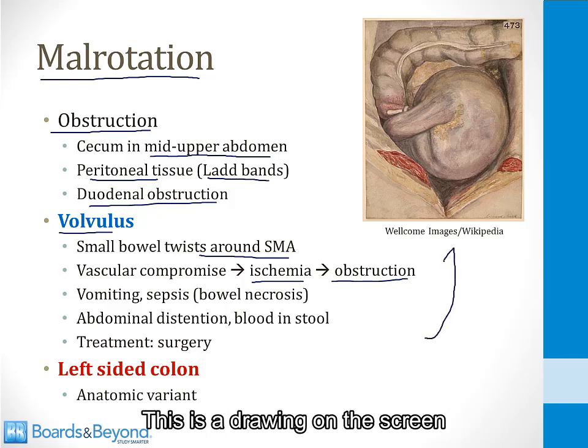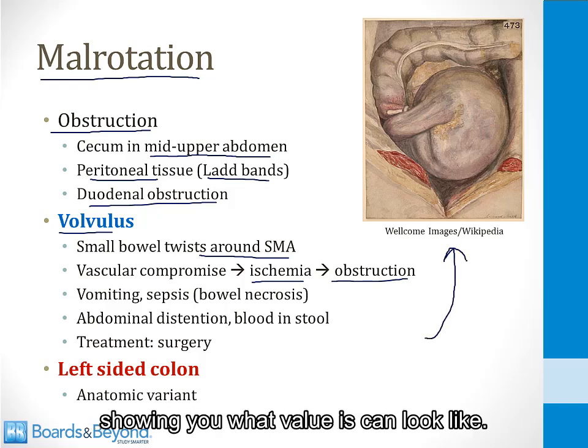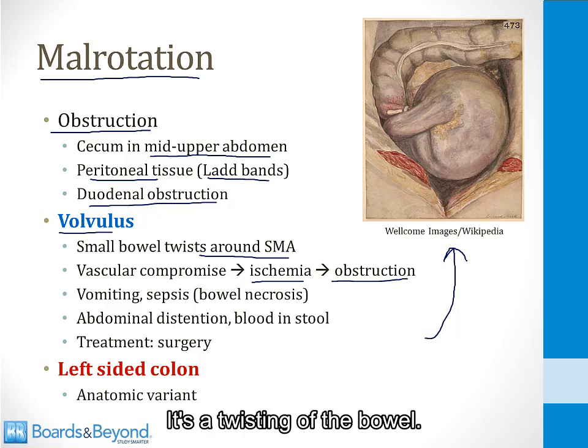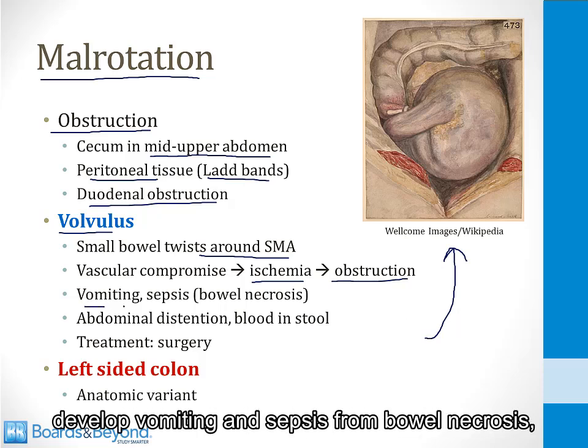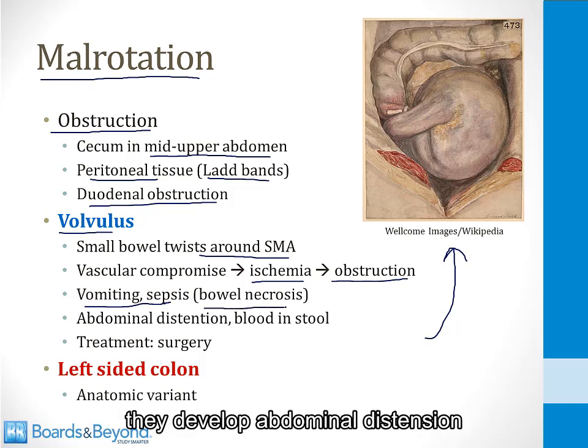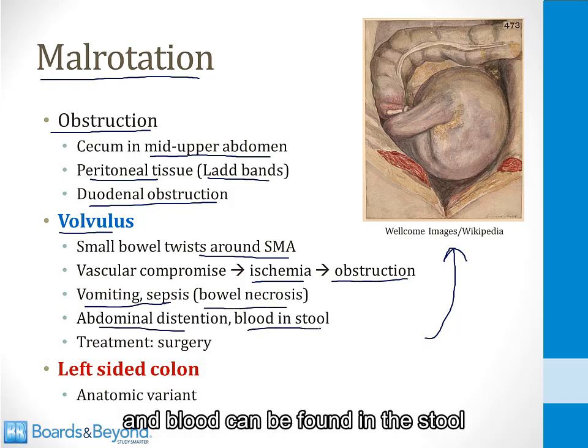This is a drawing on the screen showing you what volvulus can look like. It's a twisting of the bowel. Babies who develop this problem develop vomiting and sepsis from bowel necrosis. They develop abdominal distension, and blood can be found in the stool, and the treatment is urgent surgery.